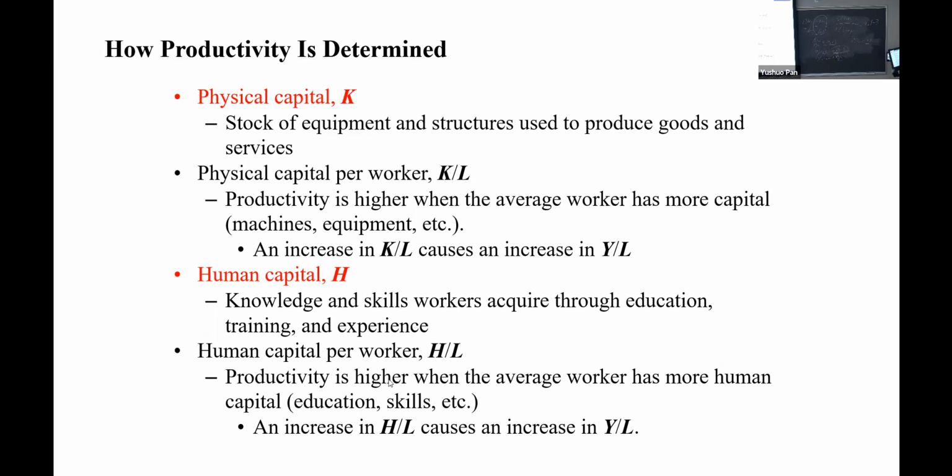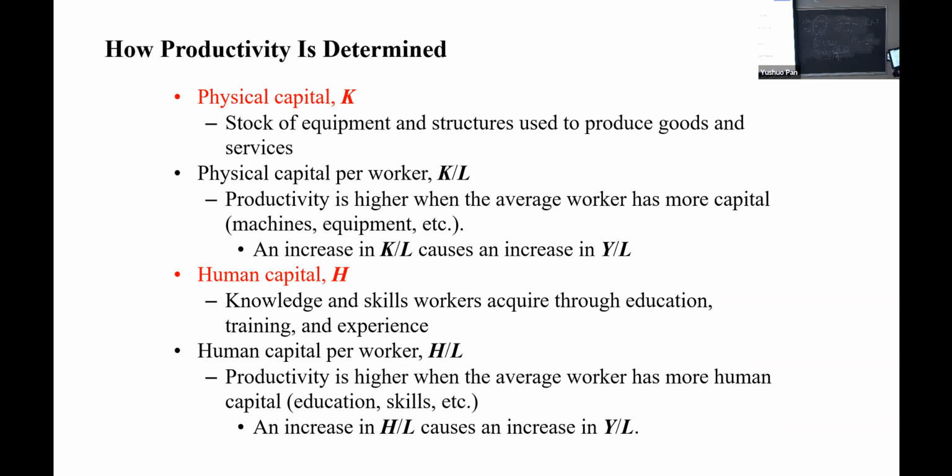Human capital per worker, H divided by L. Productivity is higher when the average worker has more human capital. Still, it's easier to understand. For people who have higher education, their productivity should be higher than the people who only have lower or high school levels, something like that, right?